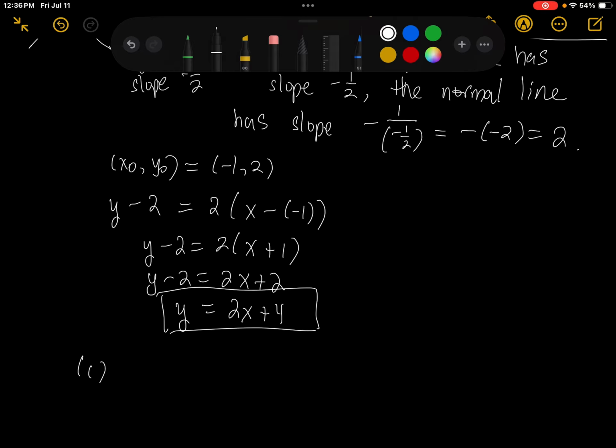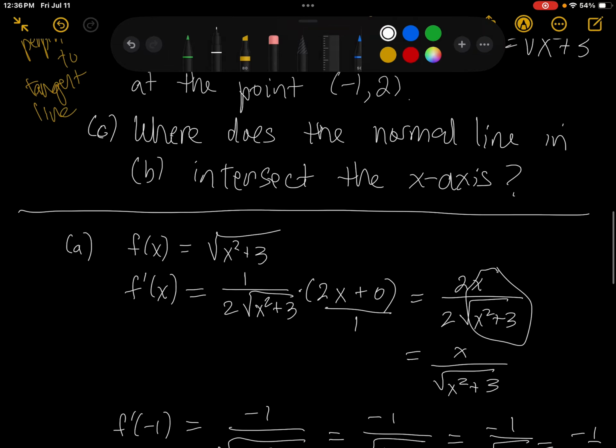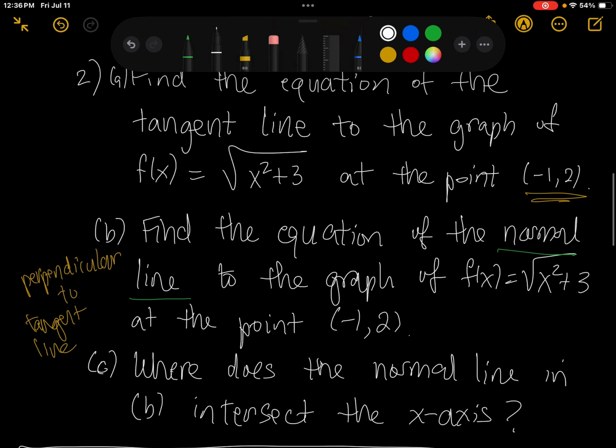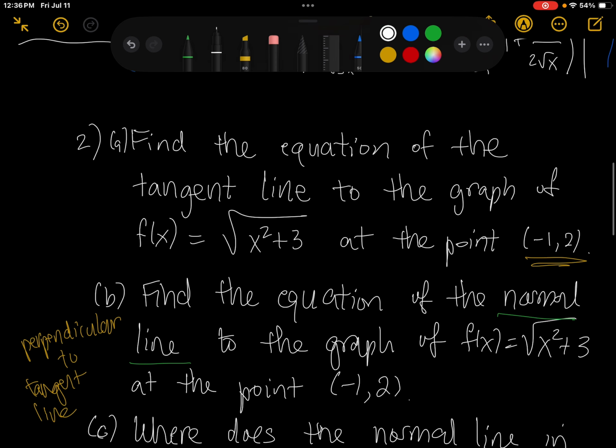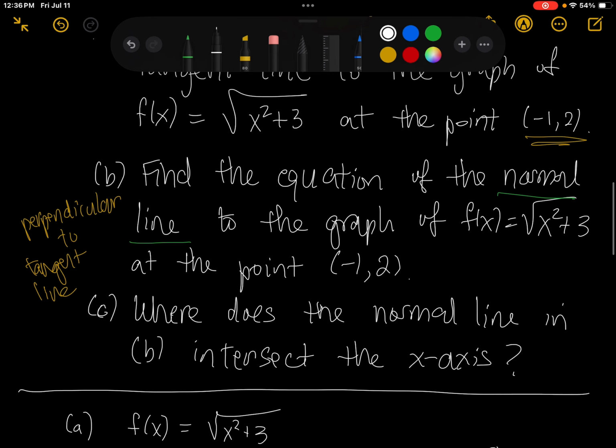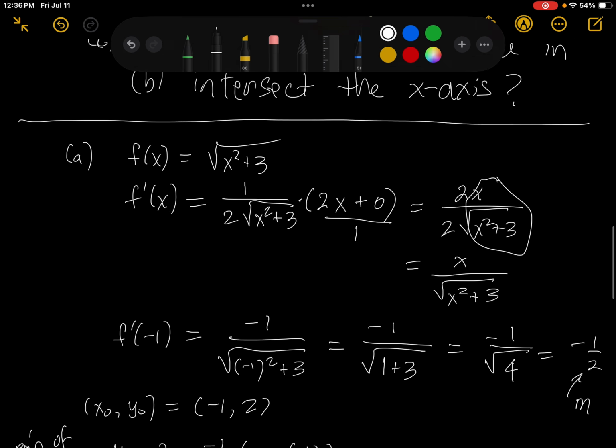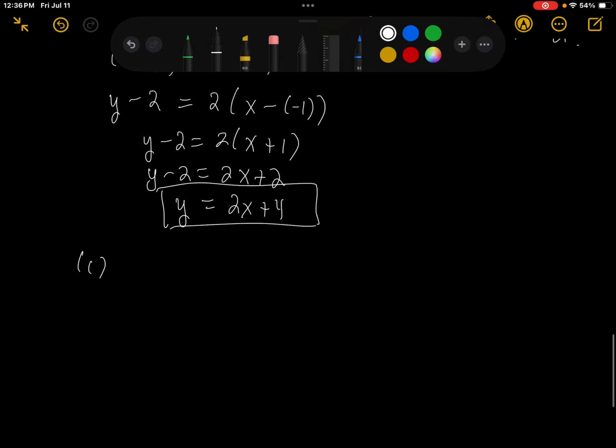And then part C says, where does the normal line intersect the x-axis? Okay, so this is really like an algebra thing. Right? We have a line. See, C is not a calculus problem. Really, A is where the calculus shows up because of the chain rule. And then part B is just, well, the normal line is perpendicular, and then you have to know the fact about the slopes. And then part C, where does this line intersect the x-axis? Hopefully that's something you remember from algebra.